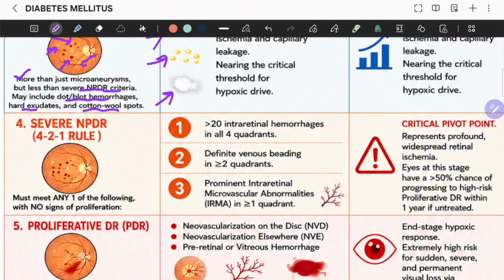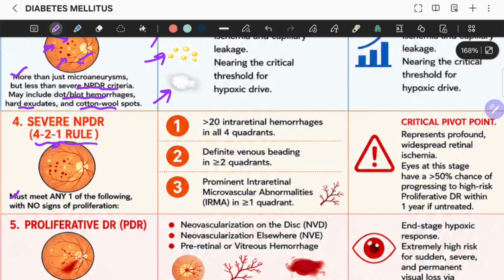Then comes the severe NPDR. To diagnose severe NPDR, we follow a rule known as the 4-2-1 rule. To say the patient is in severe NPDR, the patient must meet any one of the following with no signs of proliferation. What are the 3 points? Number 1 is more than 20 intraretinal hemorrhages in all 4 quadrants. Divide the eye in this format and count the number of hemorrhages. If they are more than 20, then that is severe NPDR.